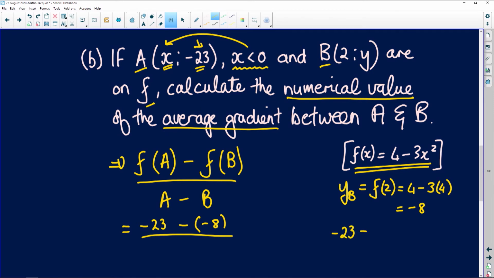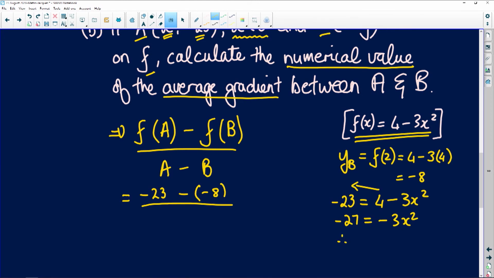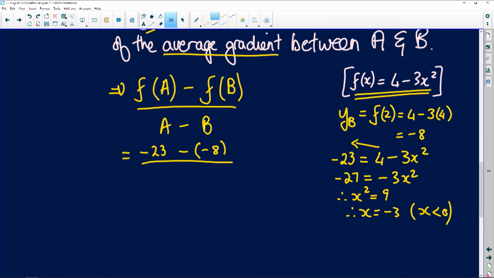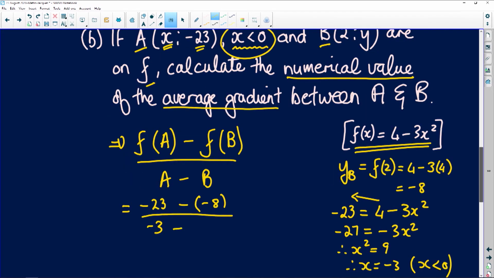Okay, so the y value is minus 23. So minus 23 is equal to 4 minus 3x squared. The 4 jumps to the left-hand side, gives us minus 27 is minus 3x squared. And folks, I'm sure you can see from that that x squared is 9, which makes x equal to negative 3, because they told us right at the beginning that the x value for point A is negative.